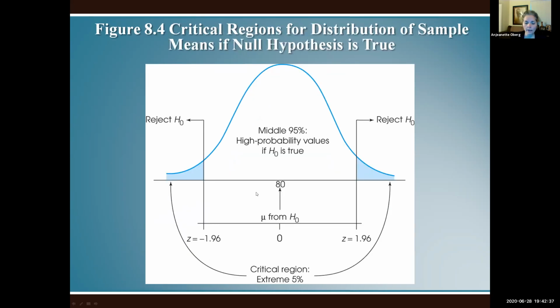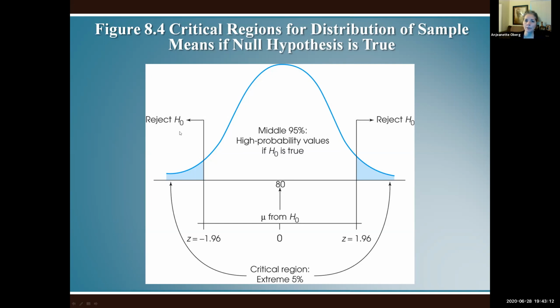So when we're talking about a critical region of 5%, it's 2.5% in this tail, 2.5% in this tail for a two-tailed test. So 95% of the scores are expected to fall in this middle 95%. And then the other ends, anything greater than 1.96 or lower than negative 1.96 is said to be in the critical region.